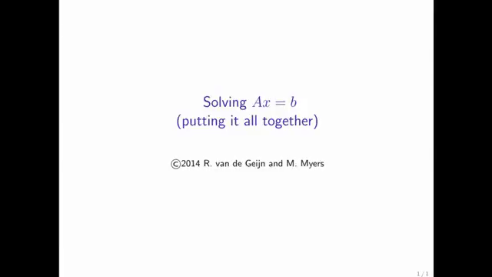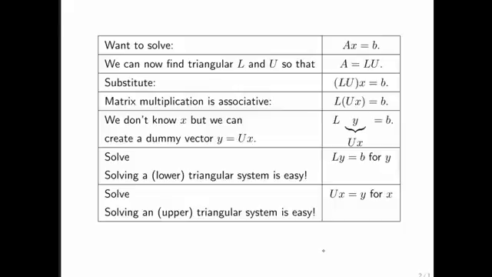So let's very quickly review how this all fits together. We want to solve Ax equals b. We factor A into L times U. We then substitute L times U into the equation. We place our parentheses differently. We recognize that we can view U times x as some vector y.